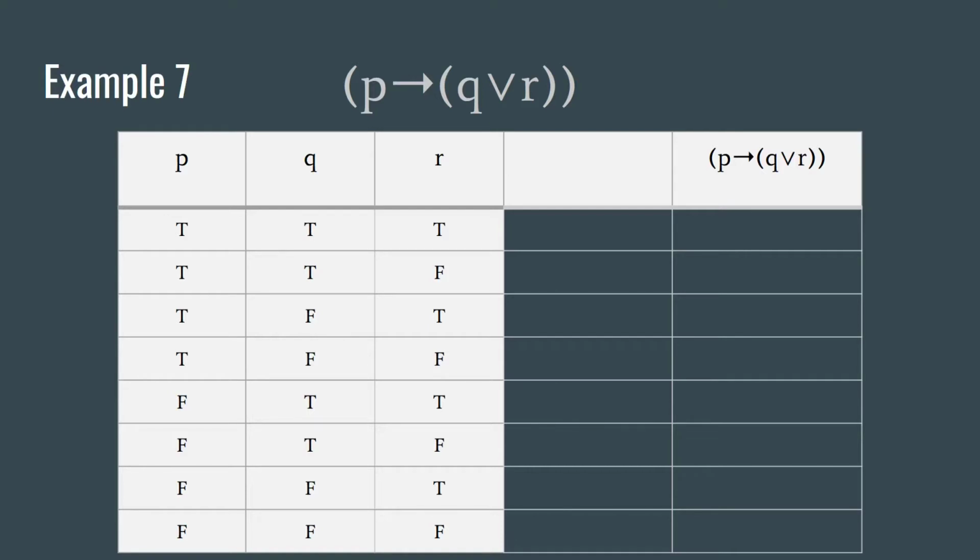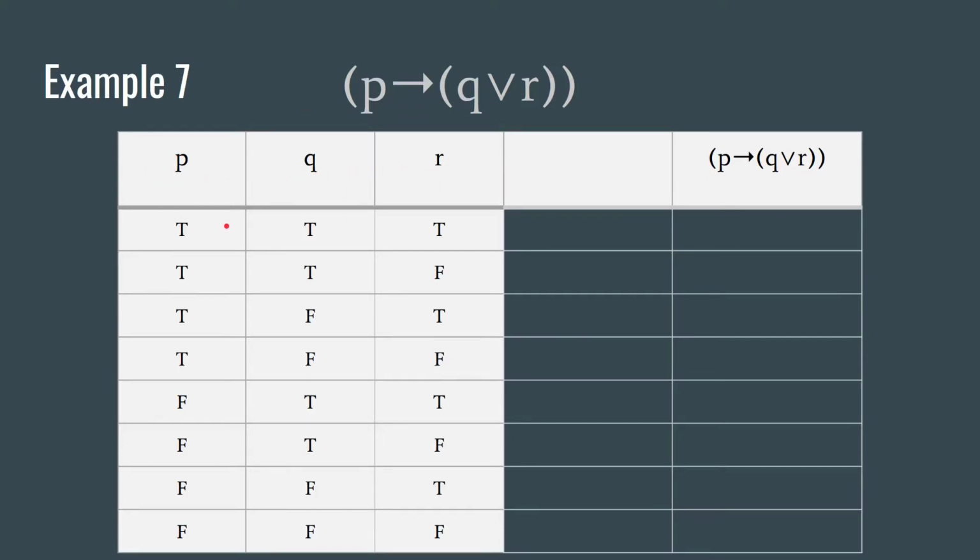Let's ramp up the complexity for our final example. Some important things to point out here. Notice that this is not more complex in the sense that it has more connectives, but rather in the sense that it has more unique primitives. So we're dealing with 3 unique primitives here, P, Q, and R.